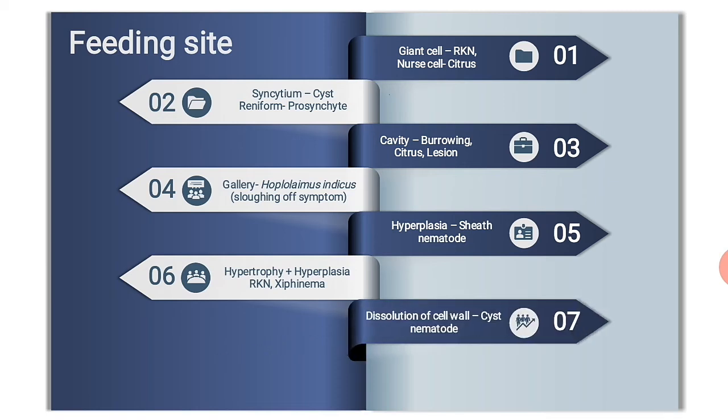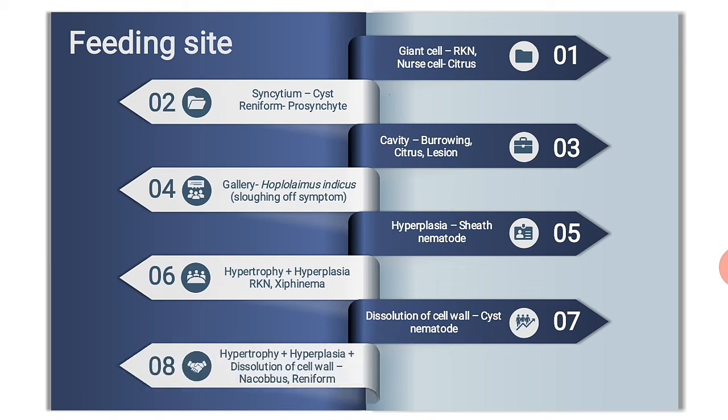Next is about dissolution of the cell wall. The whole cell wall gets dissolved by the cyst nematode. Next one is about combining of three: hypertrophy, hyperplasia, and dissolution of the cell wall by the false root-knot nematode, that is Nacobbus batatiformis, and reniform nematode.